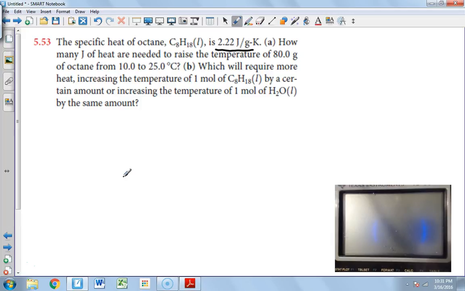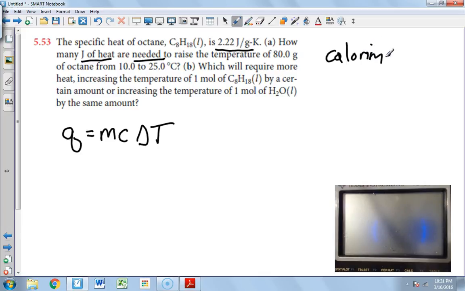So if we're talking about changing the temperature, or how much heat, joules of heat, that's kind of the context clue, are needed to do something. Okay, typically that's going to mean that we're calculating a Q, or we need to find a Q. So the formula that allows us to calculate the amount of heat needed to raise a temperature is Q equals mc delta T. And this is a process that we call calorimetry.